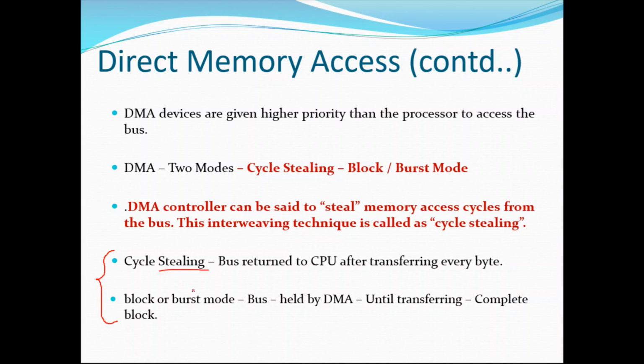So these are the two modes in which DMA can operate. One is cycle stealing, the other one is block or burst mode. In cycle stealing, the bus will be returned to the CPU after every data transfer, whereas in block or burst mode, the DMA will be holding the bus until the complete block of data transfer is done.